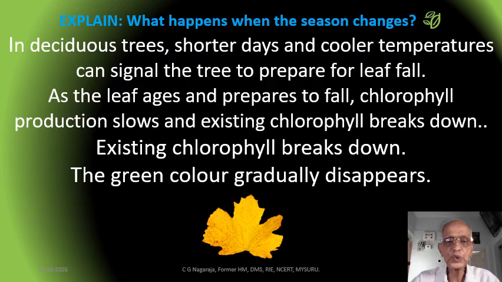What happens in the leaves when the seasons change? Shorter days and cooler temperatures can signal the tree to prepare for a leaf change. As the leaf ages and is about to fall, chlorophyll production slows, sometimes stops completely, and the existing chlorophyll breaks down in the leaves. The green color gradually disappears, and you see it becomes yellow gradually.